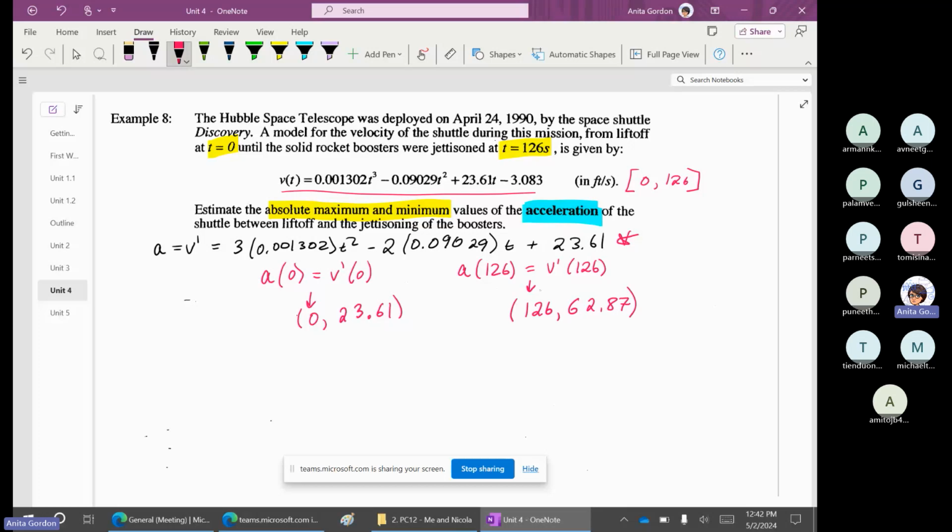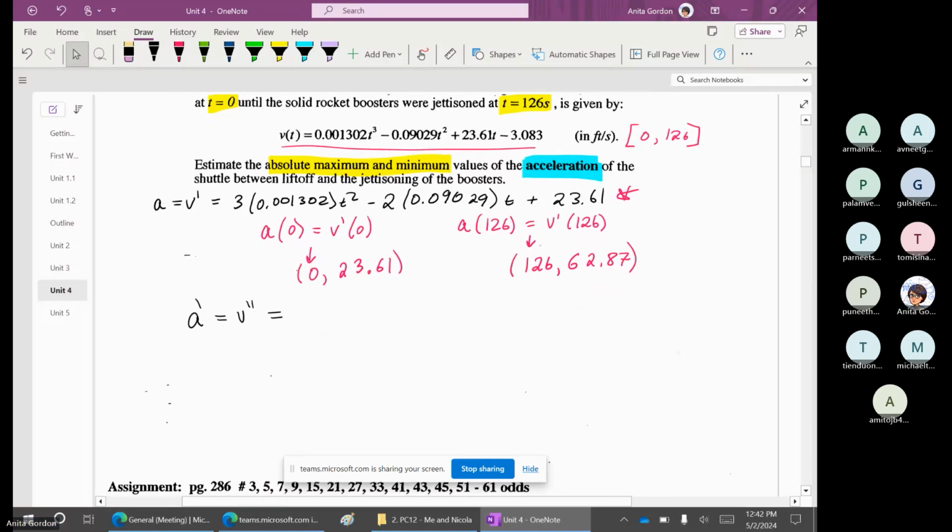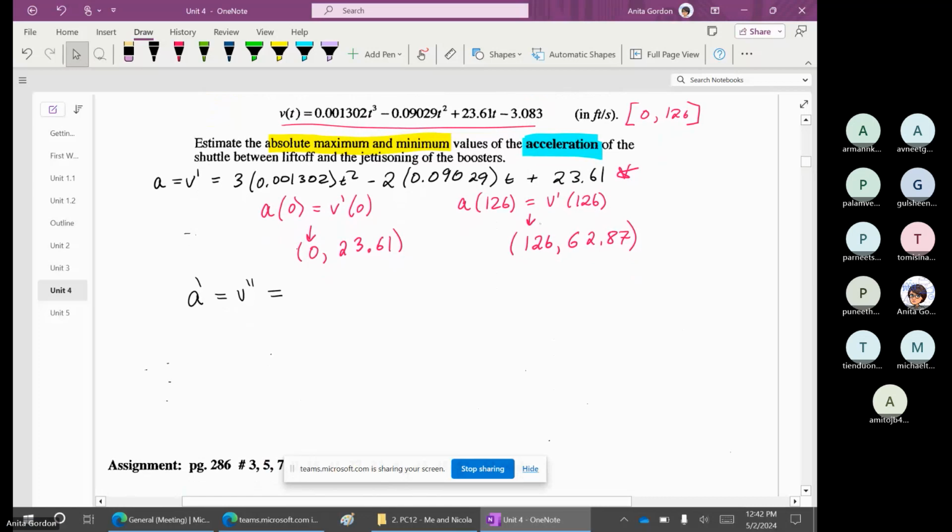So we're not looking at the critical points of the velocity, we're looking at the critical points of the acceleration. So what I need to do now is do the derivative again. Now I want to know what is A prime, in other words, what is V double prime? Anybody know what A prime is called in physics? Jerk, yeah. So it's 0.01302 t minus 2 times 0.09029, and that's it.